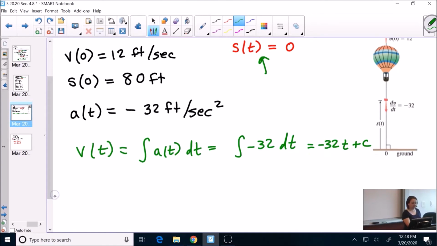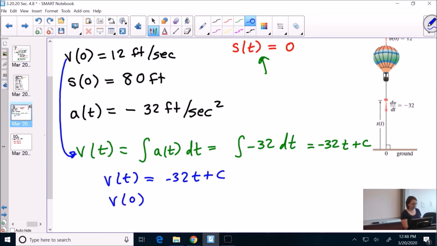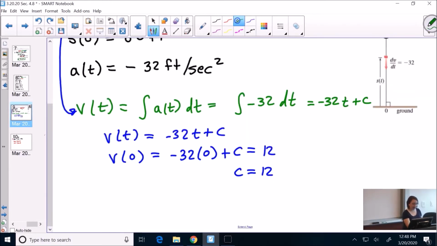That constant, though, can be found by using our initial condition. If we know that v of t is negative 32t plus c, we can use our initial condition that v of 0, plugging in 0 for t, is equal to 12. Negative 32 times 0 is gone, it's 0, so c equals 12. Now, in our velocity equation, we can fill in our c.